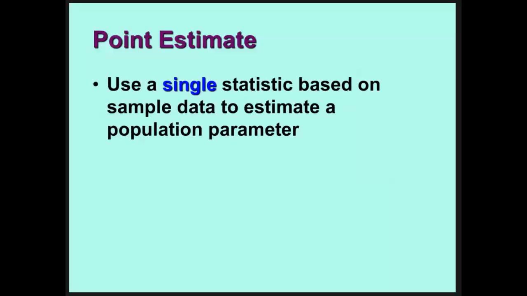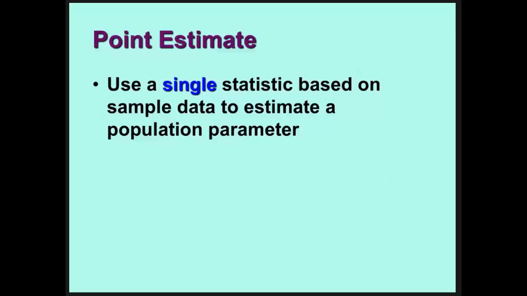which is when we take a single statistic based on the sample data to estimate a population parameter. In other words, I take a measurement of the sample and I use that to estimate what I think the population would be doing. That's a point estimate when we use the sample proportion or sample mean to estimate the population.